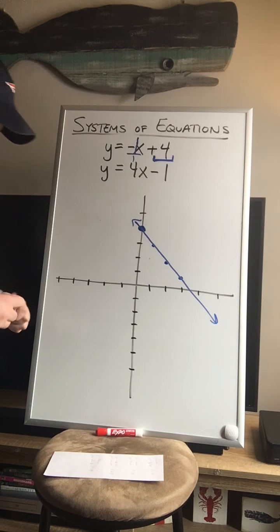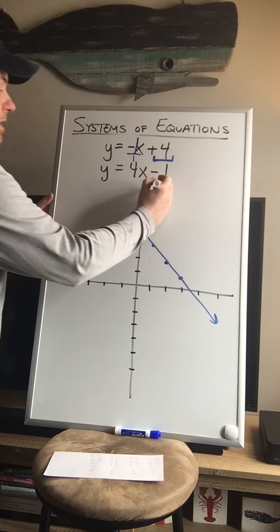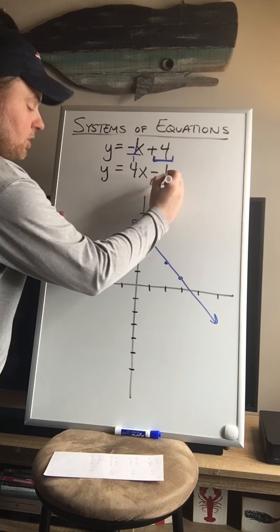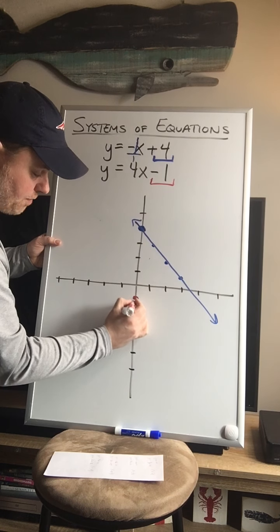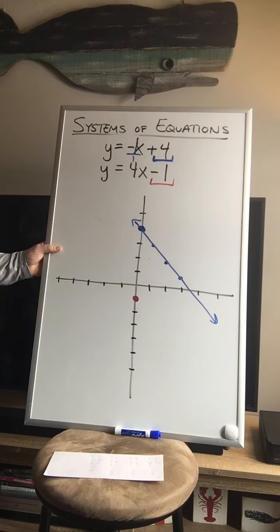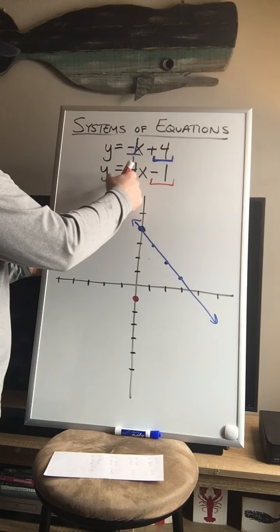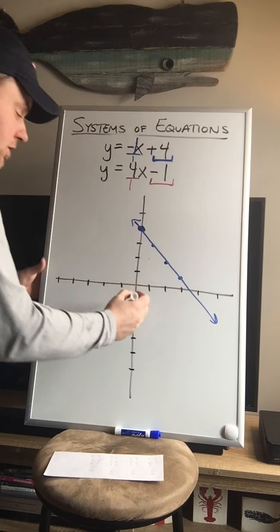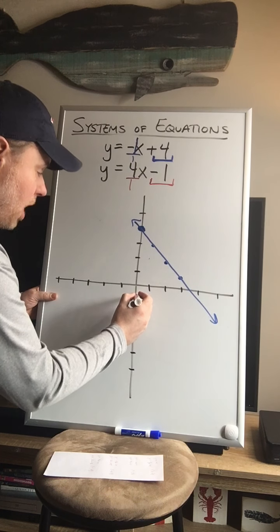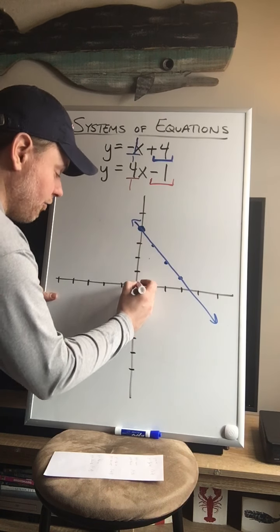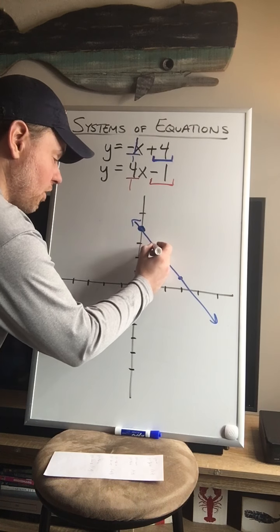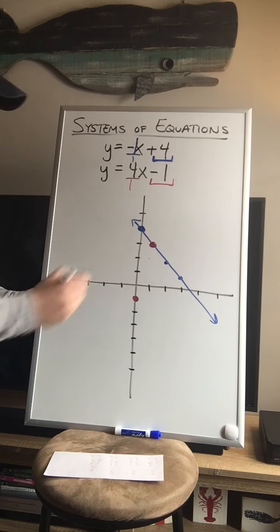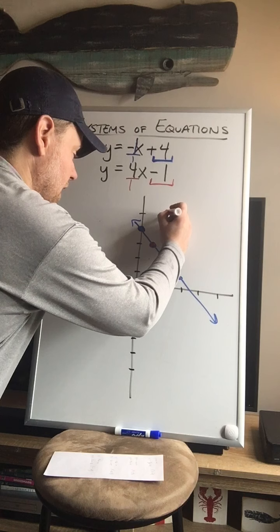Now the next one, my y-intercept is -1. So I'm going to start down 1, and I put a dot. And now my slope is +4. Again, I think of it as over 1, so positive 4 over 1. So from here, I'm going to go up 4 and over 1. Up 4 and over 1. Boom. There we are. Draw the line.